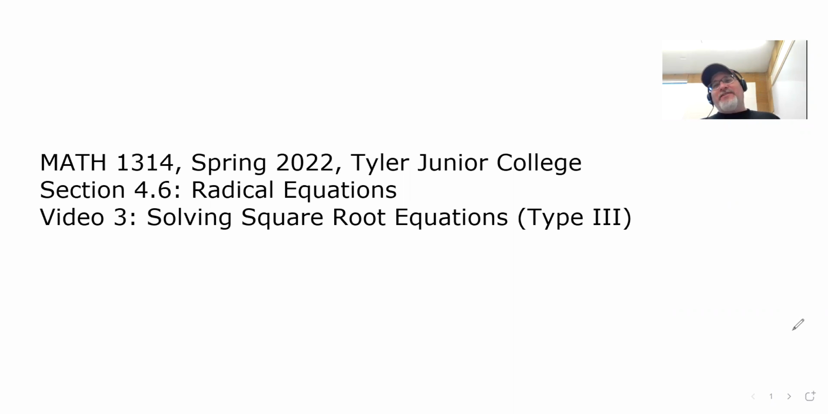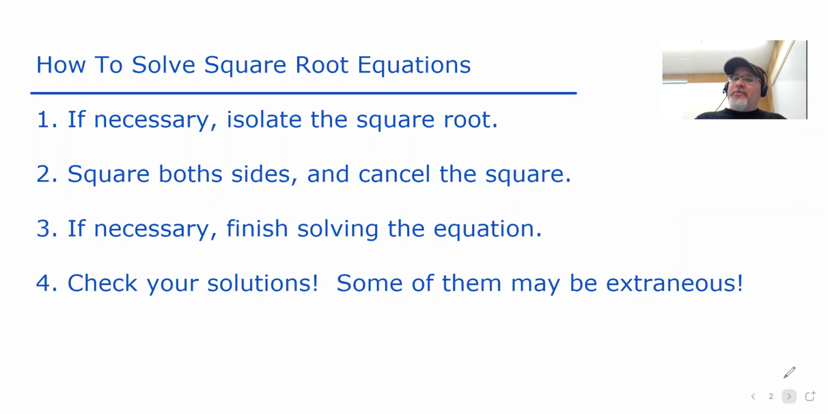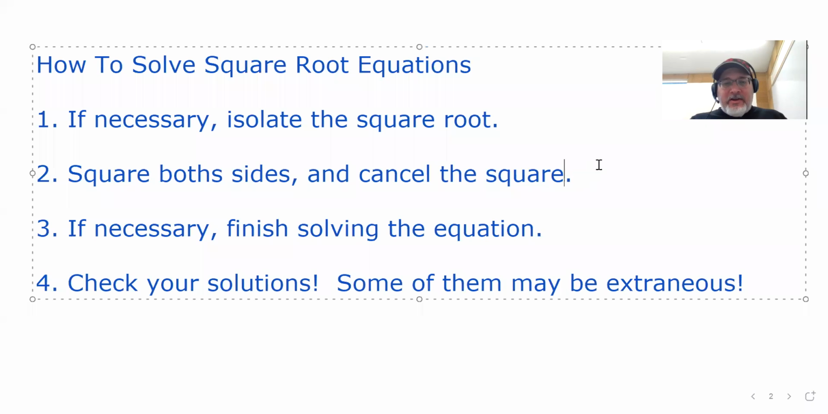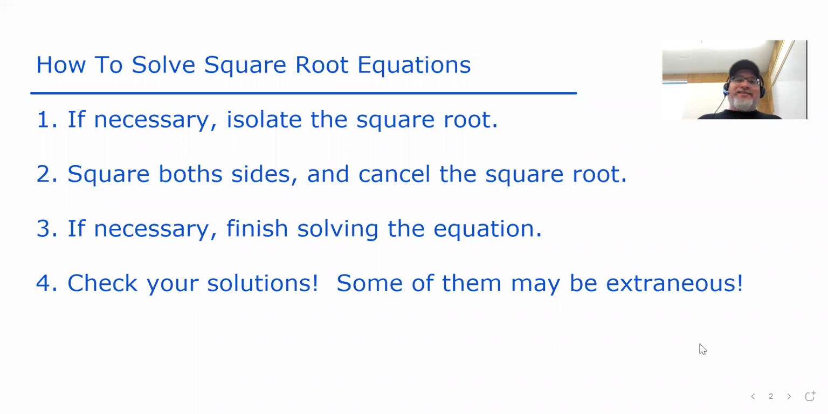As if you were surprised that there was a Type 3, because I mentioned it more than once in the first two videos. Well, just a reminder, this is how we solve square root equations, and looky, I've got the mistake in there again. Cancel the square root. Step 1, if necessary, isolate the square root. Step 2, square both sides and cancel the square root. Step 3, if necessary, finish solving the equation. And step 4, check your solutions. Some of them may be extraneous.